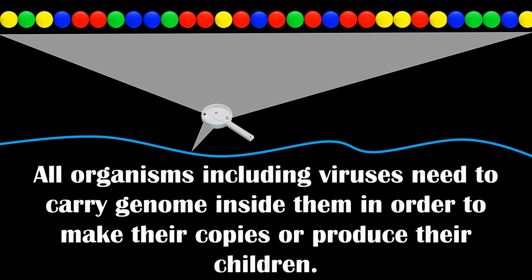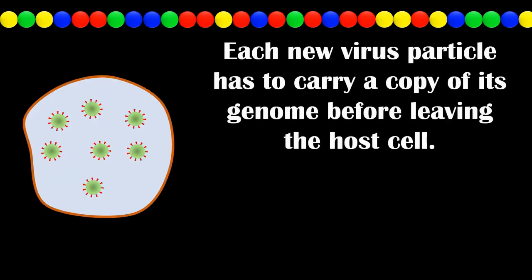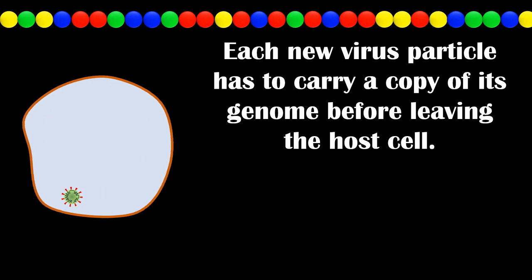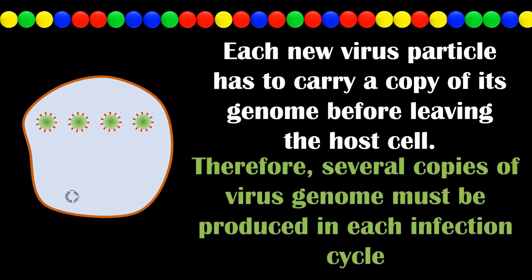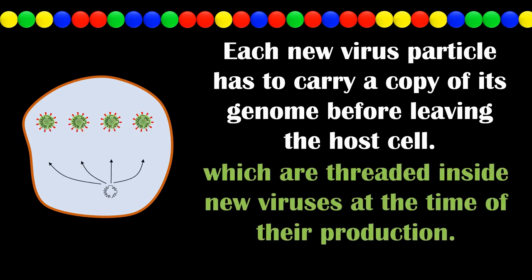All organisms, including viruses, need to carry genome inside them in order to make their copies or produce their children. The genome of the COVID-19 virus has some 30,000 such pearls or nucleotides. Each new virus particle has to carry a copy of its genome before leaving the host cell. Therefore, several copies of the virus genome must be produced in each infection cycle, which are threaded inside new viruses at the time of their production in the cell.